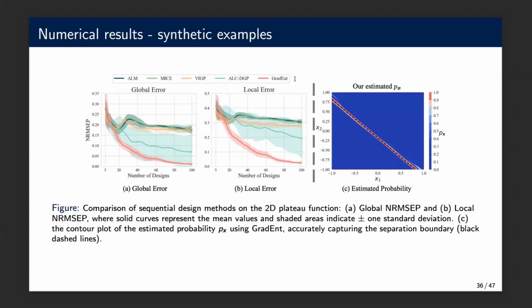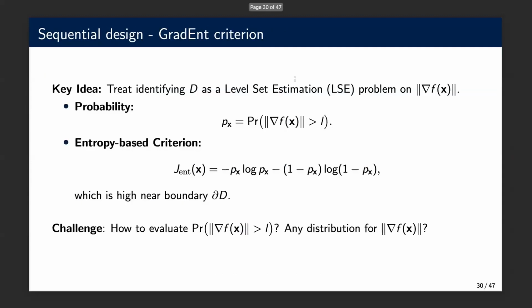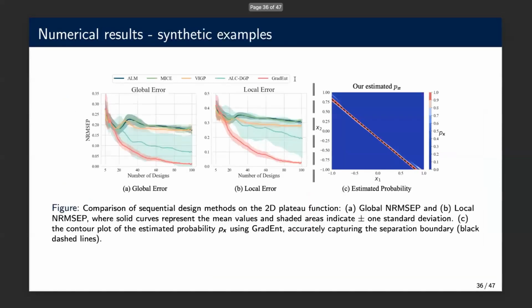And we can see the global and the local error. The x-axis of figures A and B is the number of samples, and the y-axis is the approximation error. For both global and local error, our approach decays very fast and achieves a very nice result with tiny uncertainties at the end. And figure C shows our estimated probability p(x), which is defined by this. You can think of it as the probability of the point belonging to the sharp region D.